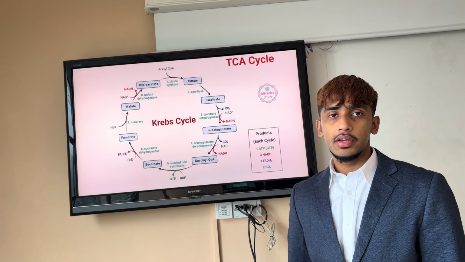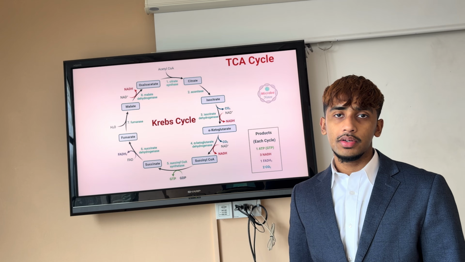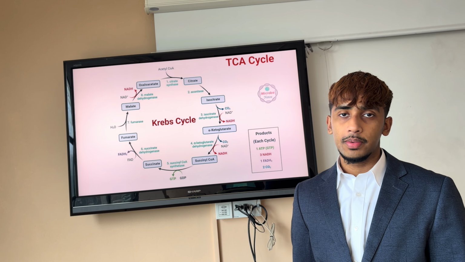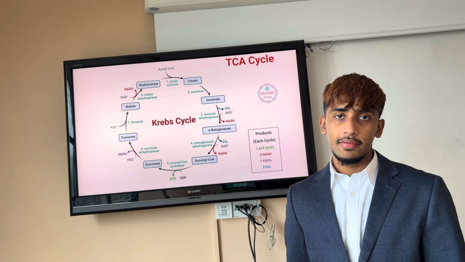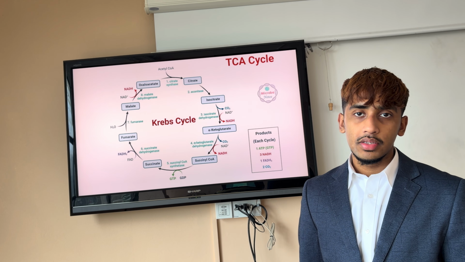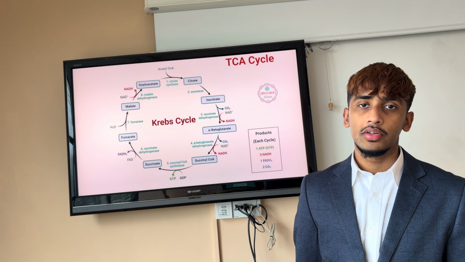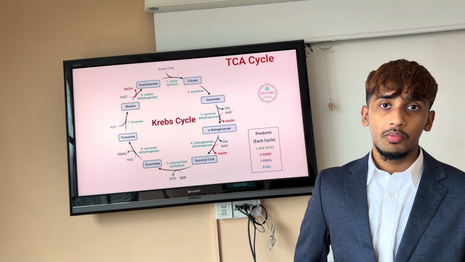The key idea here is that most of the energy is not released as ATP directly. Instead, it is stored as NADH and FADH2. Since 2 acetyl-CoA enter per glucose, these numbers double.